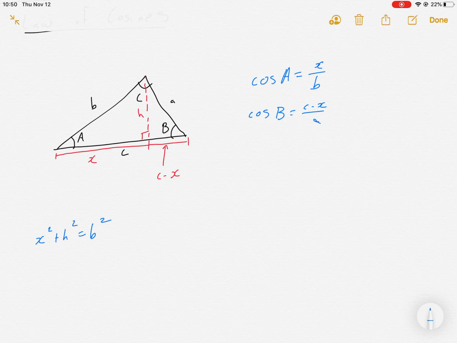And then another formula I could use to try to get h involved again is I could say (c minus x) squared plus h squared has to equal a squared. So I use the Pythagorean theorem on each of these right triangles here using h as the opposite side in those triangles.